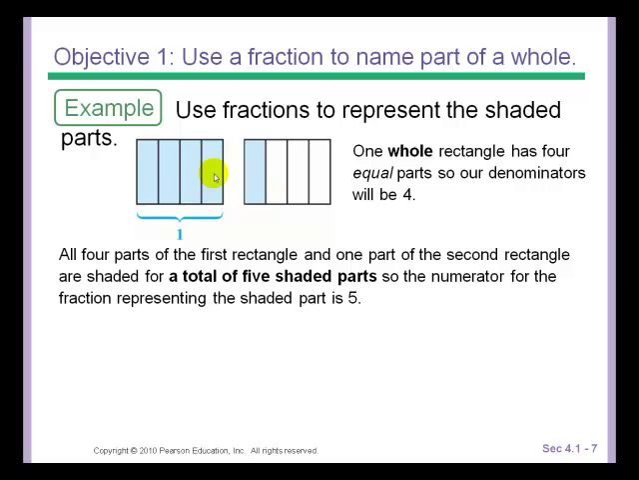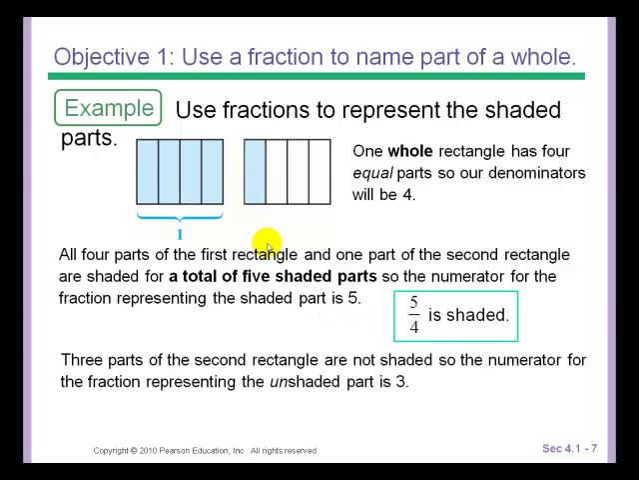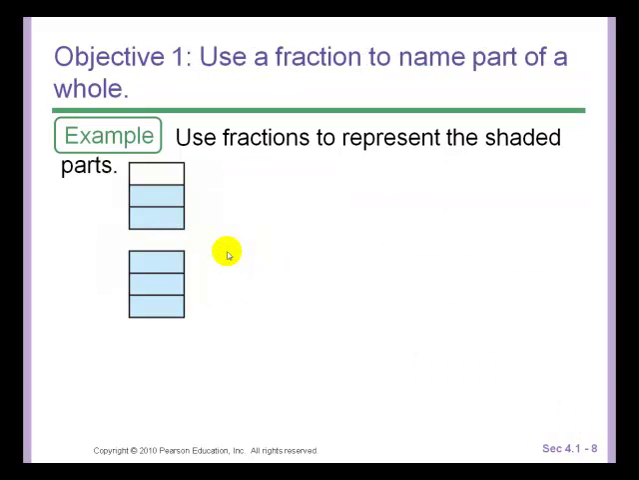All 4 parts of the first rectangle are shaded, plus an additional part in our second rectangle is shaded, for a total of 5 shaded parts, so our numerator will be 5. The shaded portion is represented by the fraction 5/4. 5 pieces are shaded, and one rectangle has only 4 parts, so our denominator is only 4. 3 parts of the second rectangle are not shaded, so the numerator for the fraction representing the unshaded part is 3, 3/4. If you are familiar with mixed numbers, you could also have written this as 1 and 1/4. We will talk about mixed numbers more in later sections.